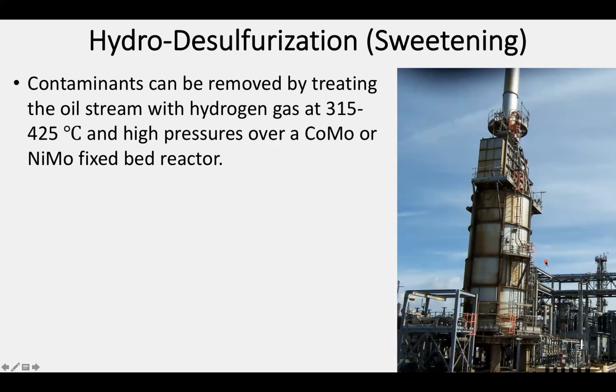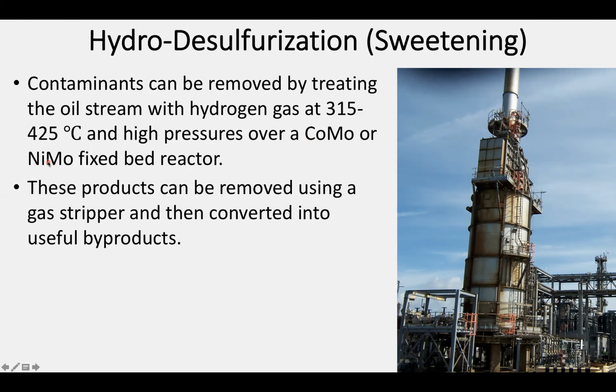So one of the simplest ways we can do it is called hydrodesulfurization. This is often met with the colloquial name of sweetening, because we take a sour crude and we make it a sweet crude. This can essentially be done by treating whatever oil stream we're looking at with hydrogen gas at fairly high temperatures and over a catalyst. Classically, this is some sort of molybdenum catalyst, either mixed with cobalt or nickel activating agent. And this is typically going to be done in a fixed bed reactor.